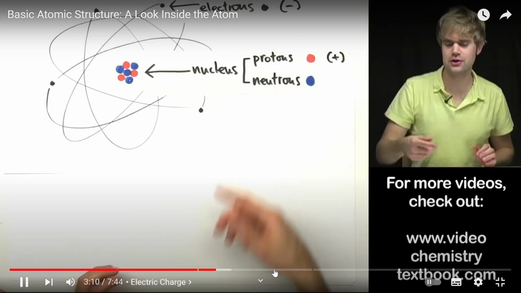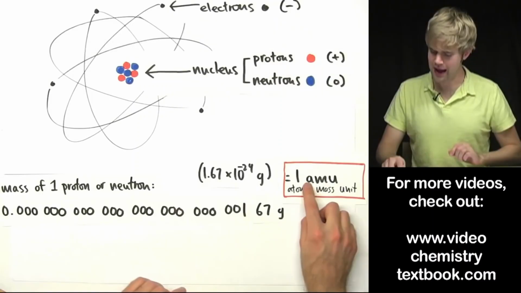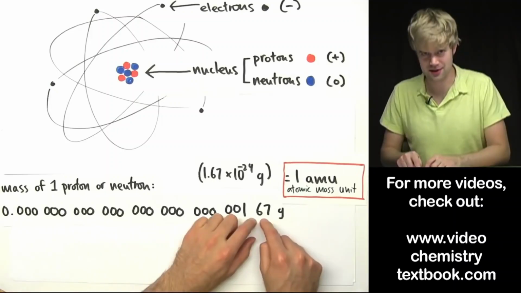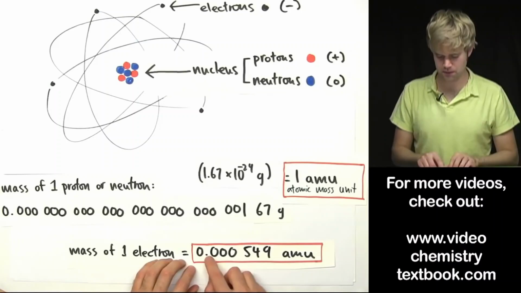So scientists came up with another way to measure the mass of a proton or neutron, and that's using a unit called the AMU, the atomic mass unit. And they said, okay, one proton or one neutron weighs about 1 AMU. That's a lot easier to use than this measurement here. So a proton or a neutron weighs about 1 AMU. An electron, on the other hand, is much, much, much smaller than a proton or a neutron. It weighs only 0.000549 AMU. Okay, so you can fill that in. Mass of one electron.